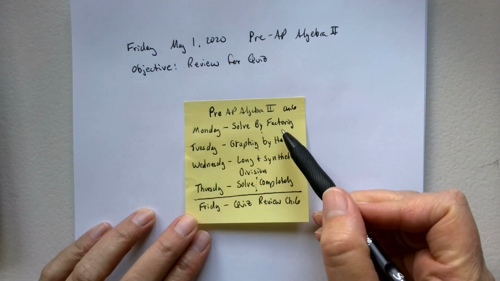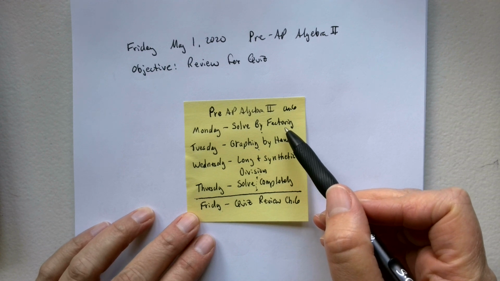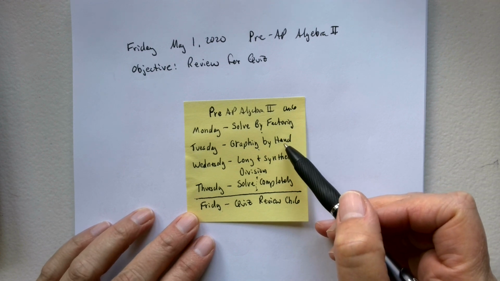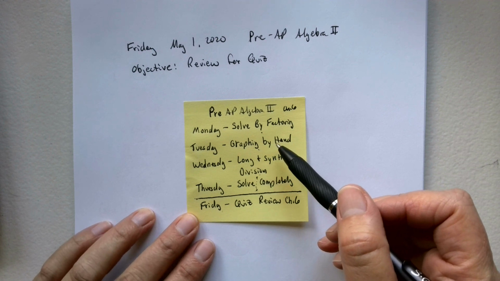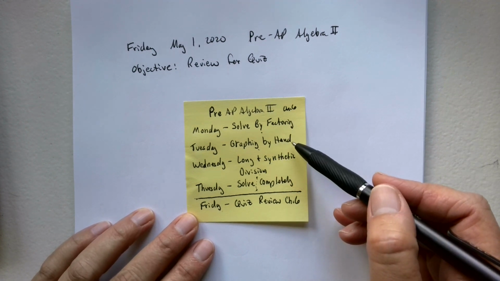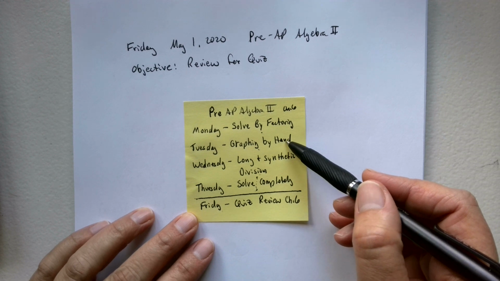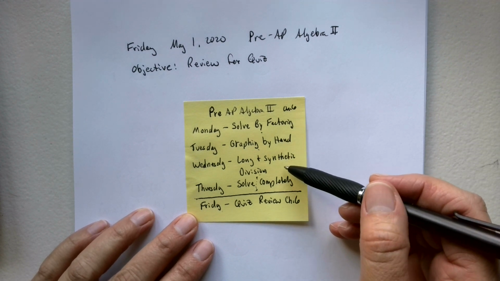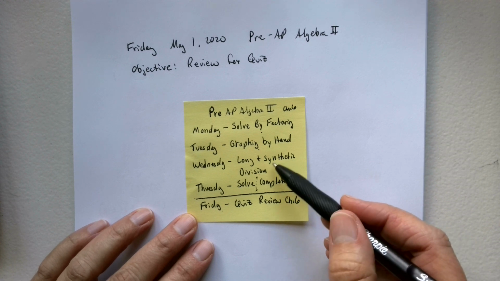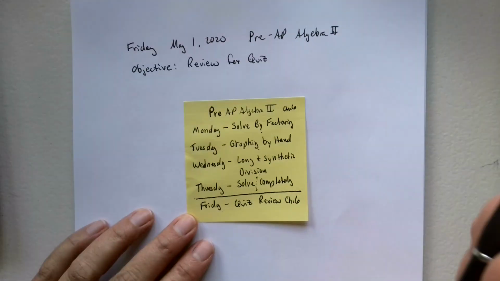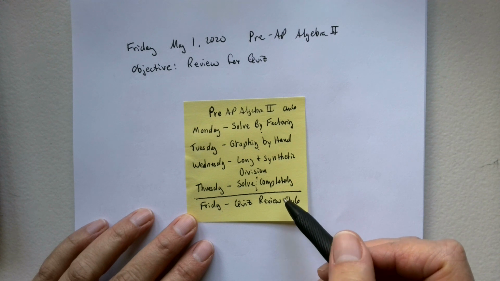And on Monday, you reviewed solving by factoring. Tuesday, you used that skill of solving by factoring and leading coefficient tests and so forth to graph some of these pretty polynomials by hand. Wednesday, we reviewed long and synthetic division. And then on Thursday, you used long and synthetic division to solve completely.